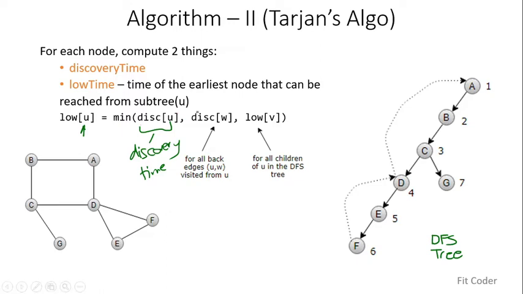So let's try to find the low time for each of the nodes in this DFS tree. What we'll do is first try to find the minimum of these two values, and then once we have the low value for all the children in the DFS tree, we can revisit and adjust the low values for all the nodes of the graph.